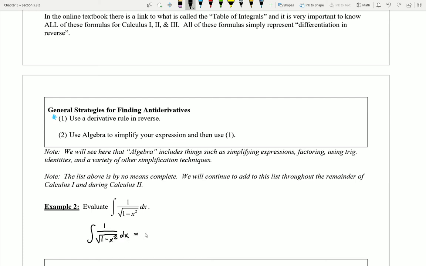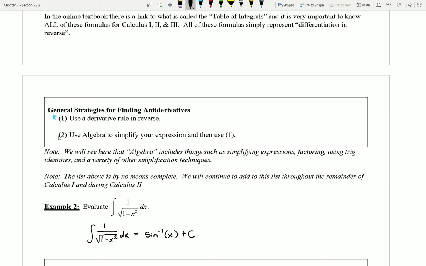But this here is actually a derivative rule for the inverse sine function, or the arc sine function. And so I can easily and very quickly answer this question by just saying, oh, this indefinite integral is equal to the inverse sine of x plus c. So in this sense, I only really had to use strategy number 1, and I didn't need to do anything with strategy number 2.